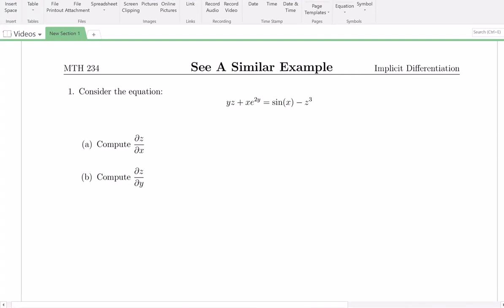In this video, we will use implicit differentiation for equations with multiple variables. So we're given an equation where x, y, and z are all mixed together on both sides of the equation, and we're asked to compute partial derivatives of z with respect to both x and y. So first let's do x.